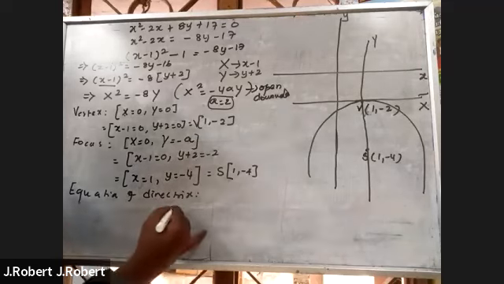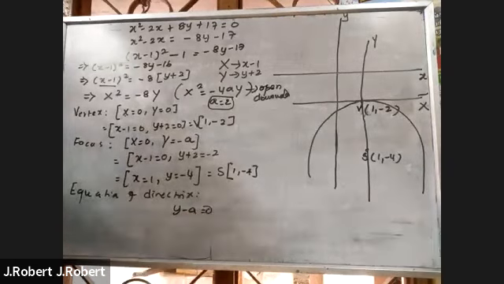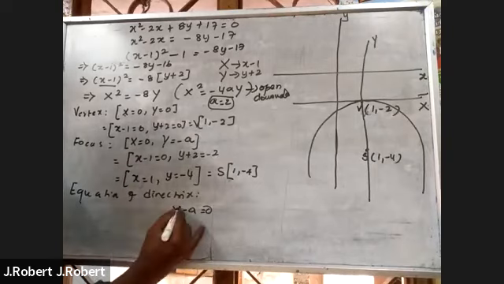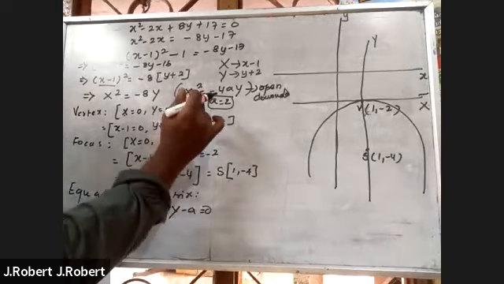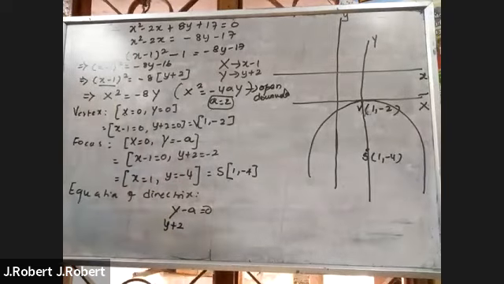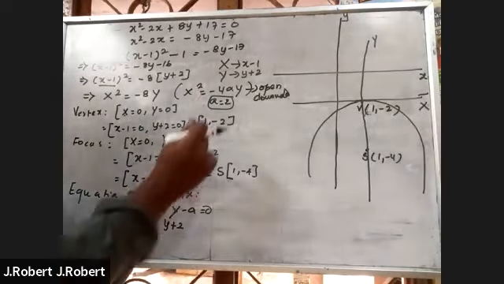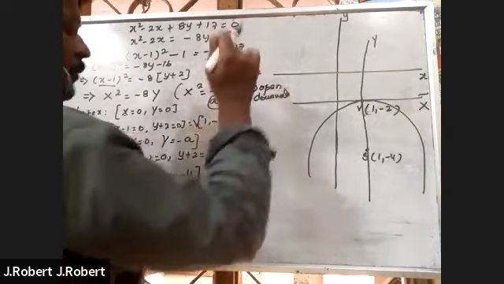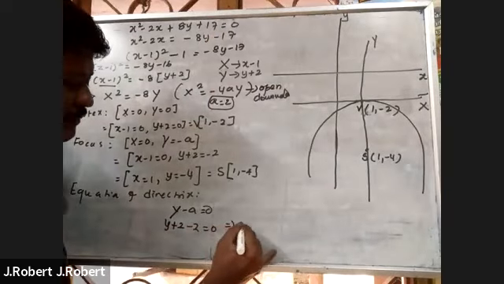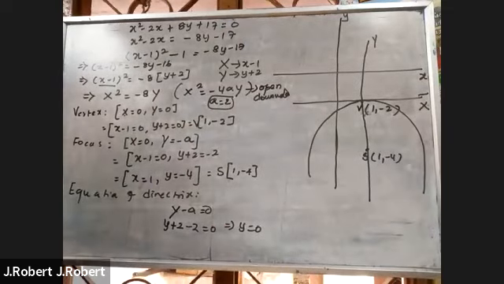Y minus A equal to 0. Y minus A equal to 0, na? That is capital Y minus A. We have taken capital Y as y plus 2. And your A is what? A is 2. So y plus 2 minus 2 equal to 0. This becomes y equal to 0. Y equal to 0 is the directrix.